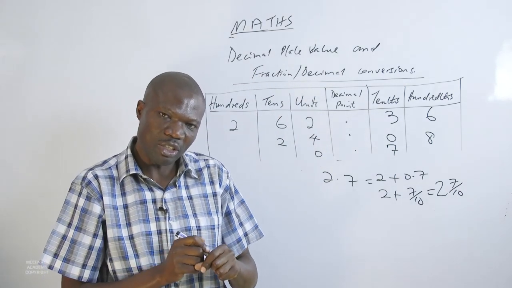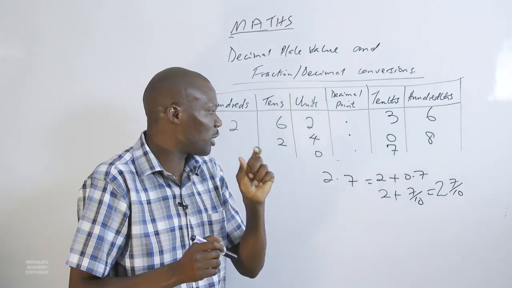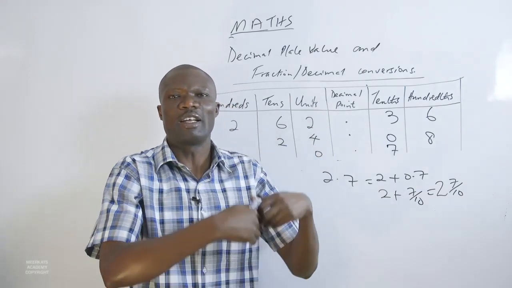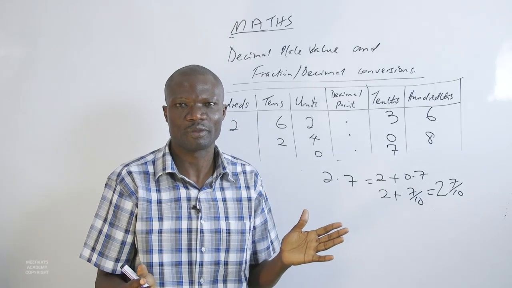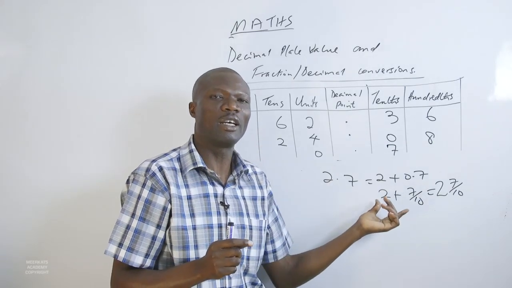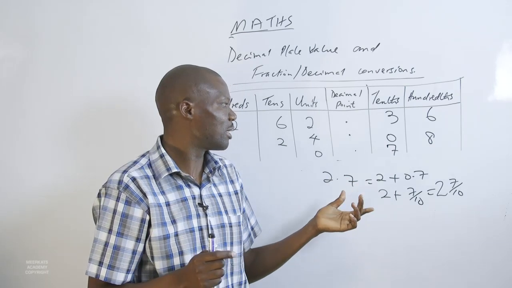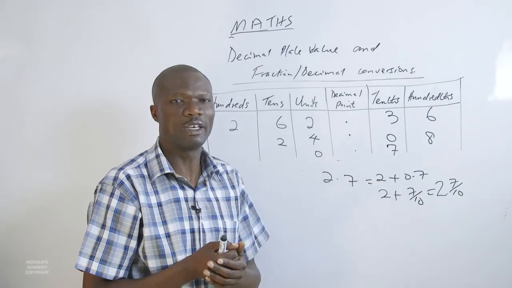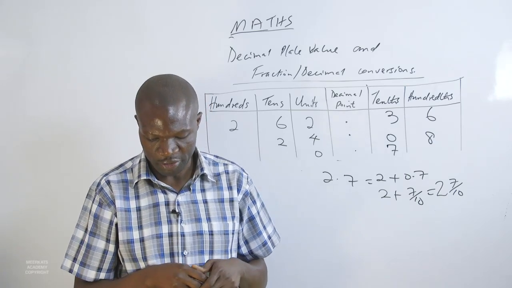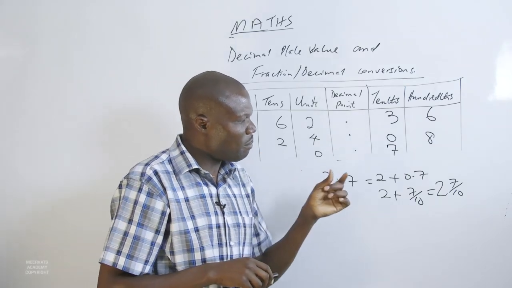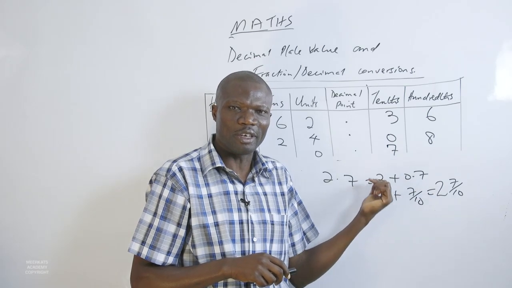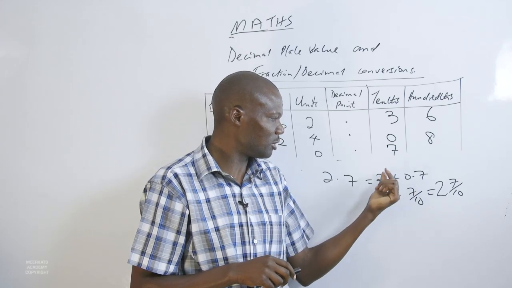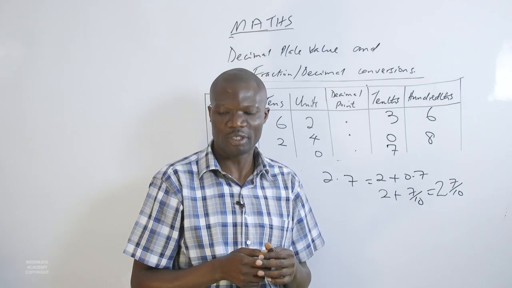So what am I trying to say? When converting a decimal into a fraction, the whole number part does not change. The major concern is the decimal part, which is converted into the fraction part. That is how we should be able to approach it. How about when we are now doing the other way around? We are converting fractions into decimals.